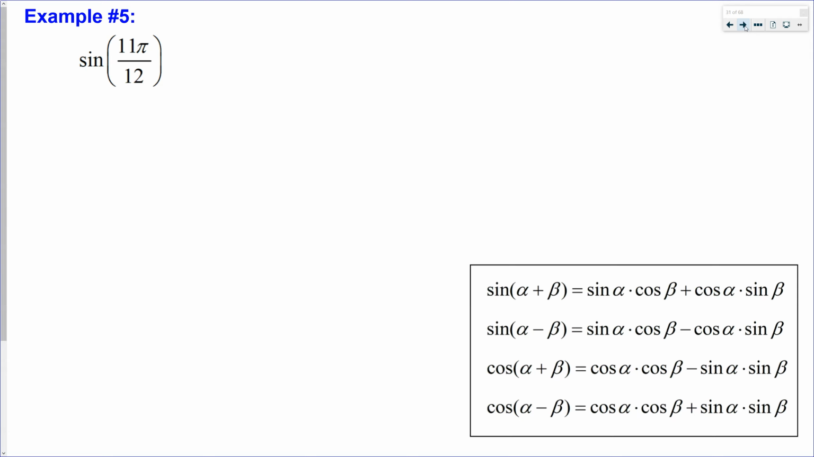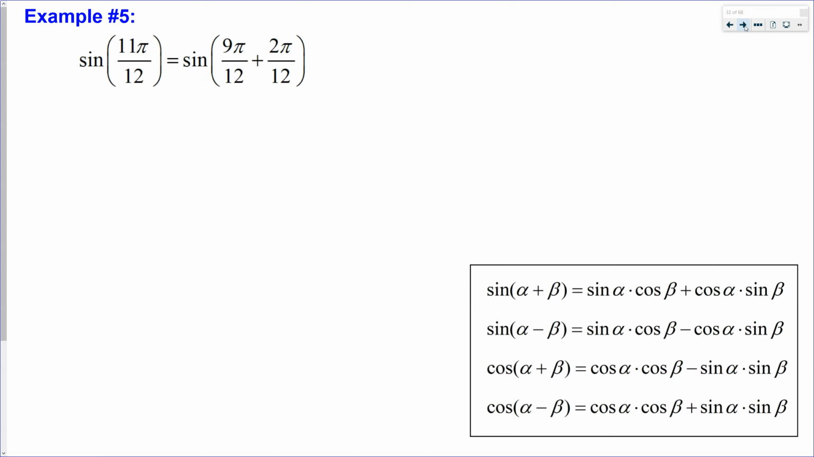Maybe instead, it could be like 10 and 1. It could be 2 and 9. It could be 3 and 8. It could be 4 and 7, but 7 doesn't work because it doesn't simplify, and so on. So we want to basically break up that 11 pi over 12 into 2 increments of pi over 12 that are simplifiable and are on the unit circle.